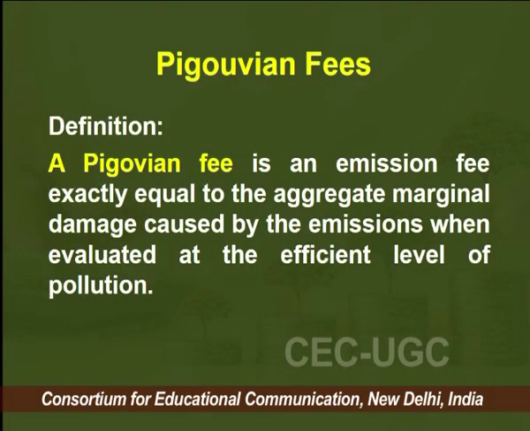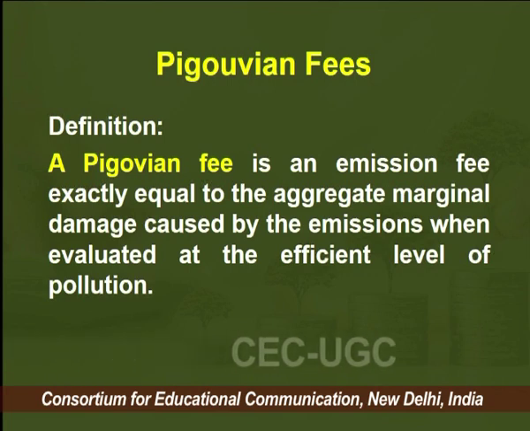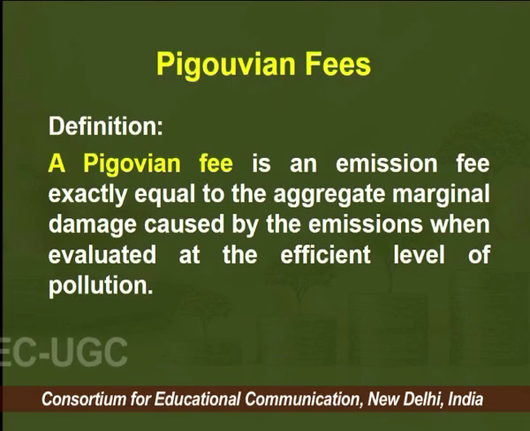Similar to emission fees, there is another fee which is referred to as the Pigouvian fee, in the name of the economist Arthur C. Pigou. A Pigouvian fee is an emission fee exactly equal to the aggregate marginal damage caused by the emission when evaluated at the efficient level of pollution. So here it is important to note that Pigou is trying to tax or fine people for the damage created due to pollution, and not just because of pollution. The damage created by pollution is being captured by the Pigouvian fee.